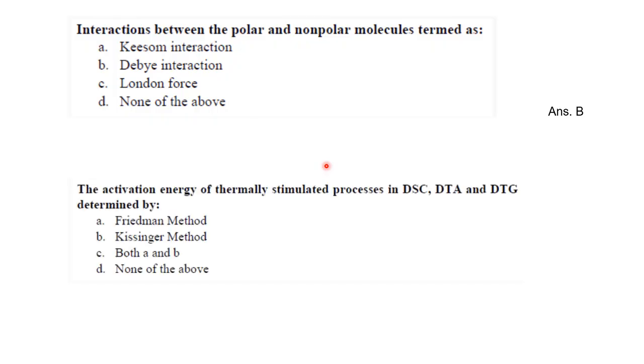Then the next question: the activation energy of a thermally stimulated process in DSC, TG, and DTG is determined by which method? Friedman method, Kissinger method, both A and B, or none of the above. Yes, both A and B are correct. So the Friedman method and Kissinger method are both used for the determination of activation energy.